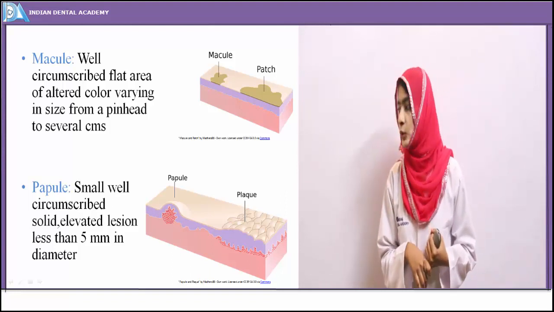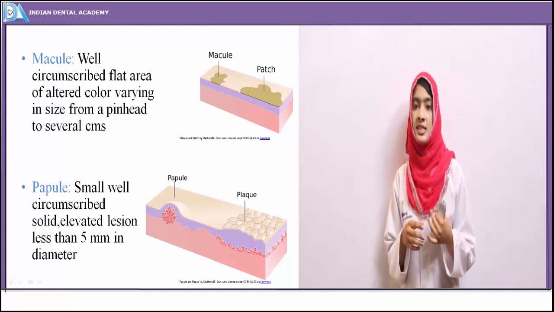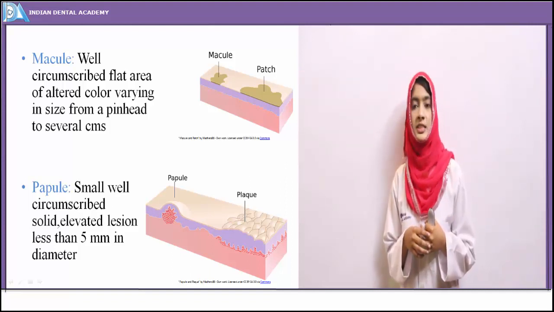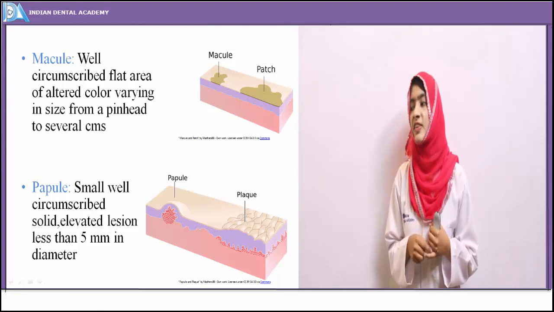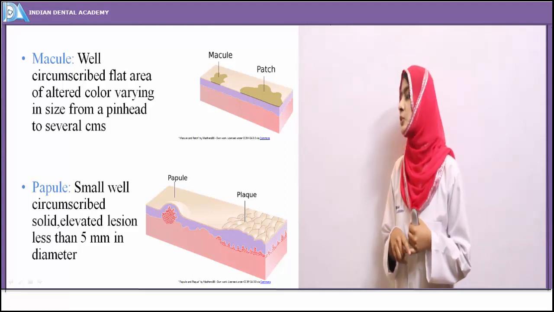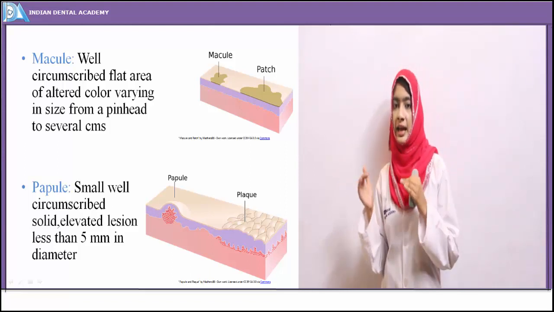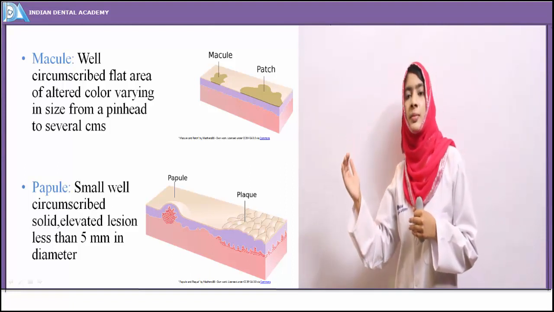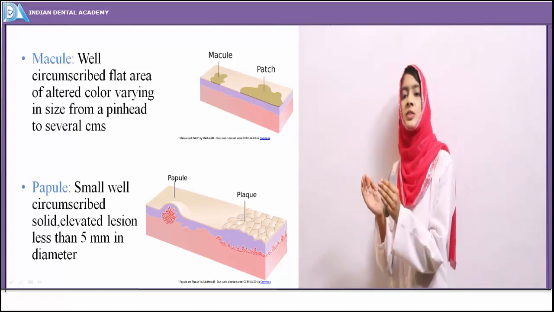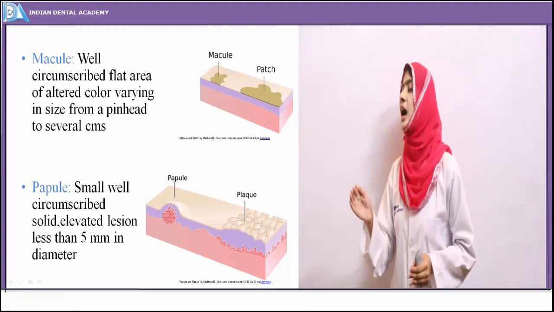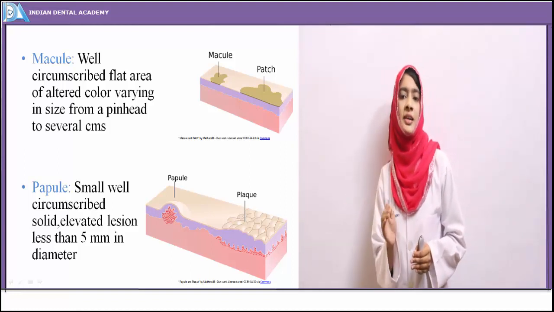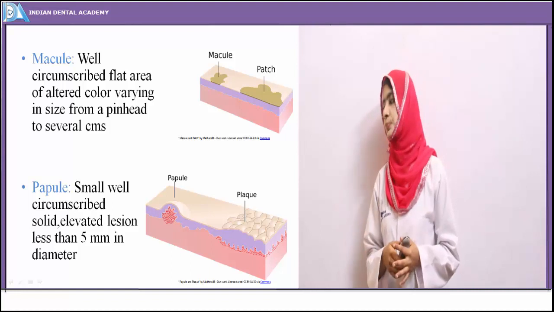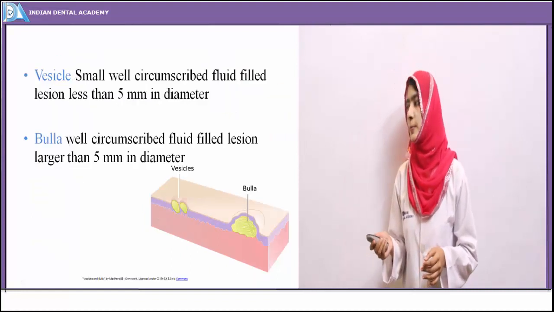What is a papule? Papule is a small, well circumscribed, solid, elevated lesion which is less than 5 millimeter in diameter. So if you can see the diagrammatic representation there, the papule is just slightly elevated from the surface. Again it is well circumscribed, it is restricted to that particular area, and it is less than 5 millimeter in diameter. That's the characteristic of a papule.